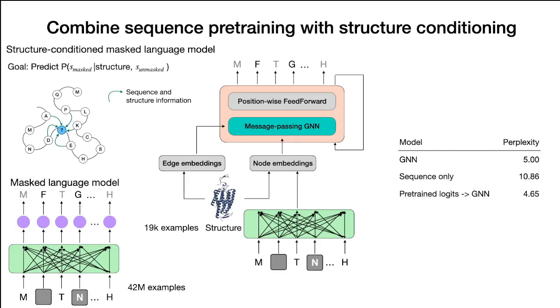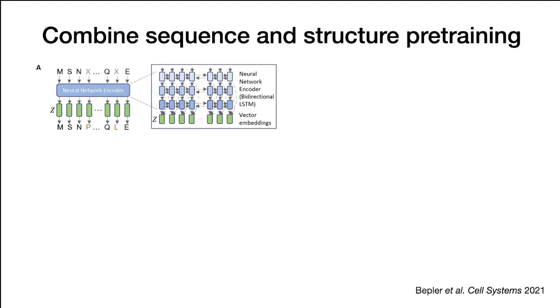And of course, there's work to be done here on, can we use this to generate sequence given structure, or is this a good pre-training regime for fine-tuning or for representation learning? But it seems promising. Another approach for combining sequence and structure is just to use the structure as a target in the pre-training. And this is proposed by Tristan Bepler in a couple of papers now.